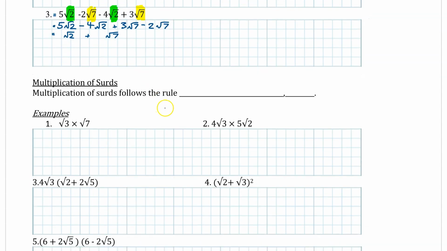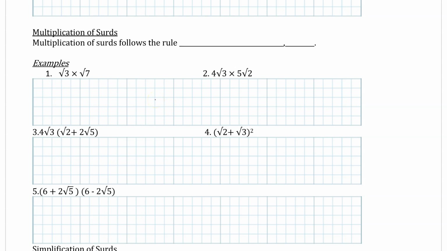Now going downwards, multiplication of surds. So multiplication of surds follows the rule A root B times C root D is equal to AC, and then inside the radical we've got BD. And this only works such that B and D are greater than or equal to 0. So we can't have a negative number inside that radical.